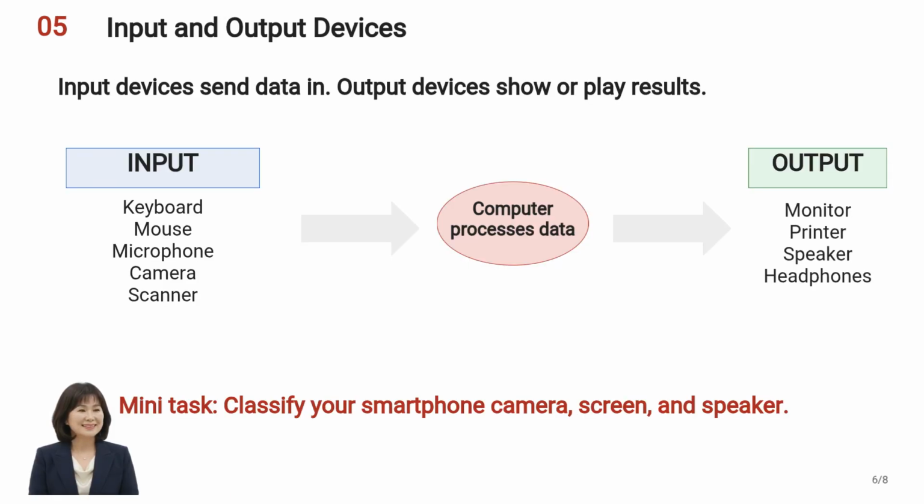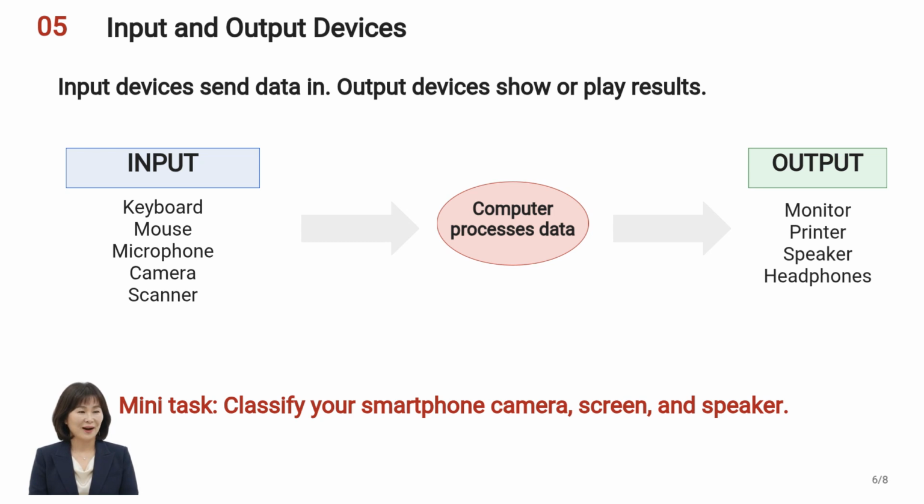The next part is easy to connect with our daily life. Input devices send data into the computer. For example, a keyboard sends text, a mouse sends movement and clicks, a microphone sends sound, and a camera sends images. Output devices show or play the result. A monitor shows images and text, a printer produces paper output, and speakers or headphones produce sound. Please look at the diagram. Data goes in, the computer processes it, and the result comes out.